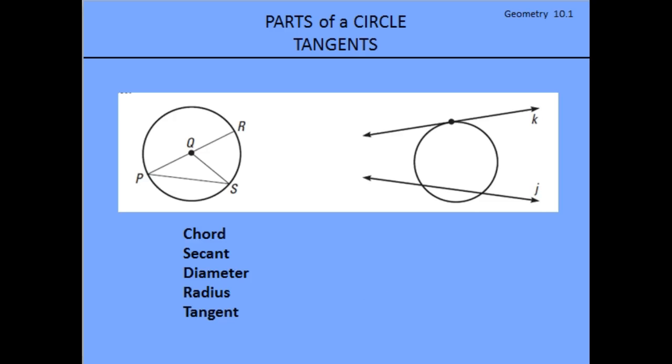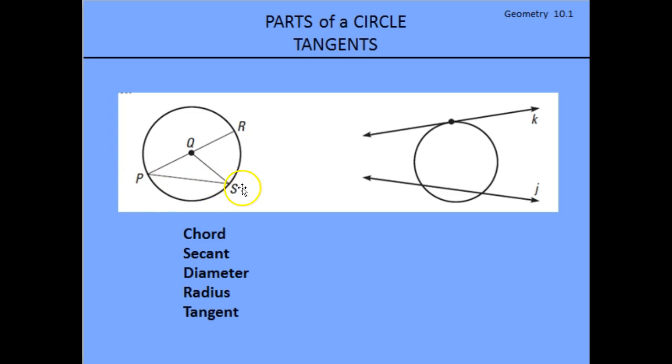Now let's try and use some of those things. You can pause now, and I want you to try and label all of the parts of each one of these circles. How many chords are there? What are they? What is a secant? What is a diameter? What is a radius? Which is a tangent? Go ahead and label those now. Pause.